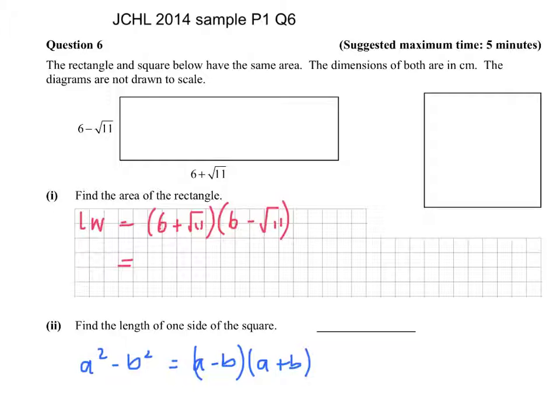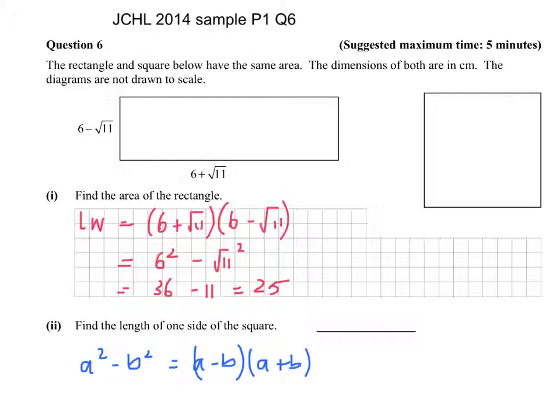So if you were to do a squared minus b squared, we're talking about having 6 squared, take away the square root of 11 squared, that is 36, take away 11, which is 25.